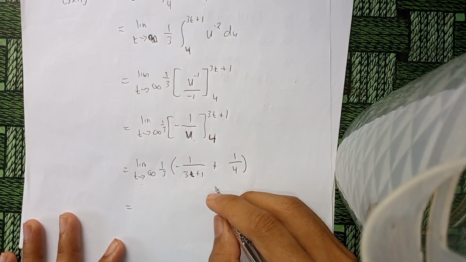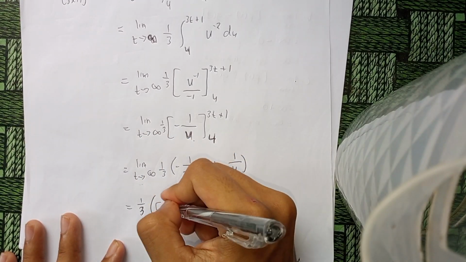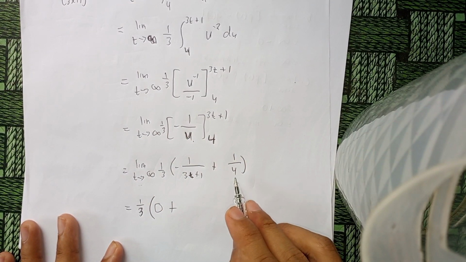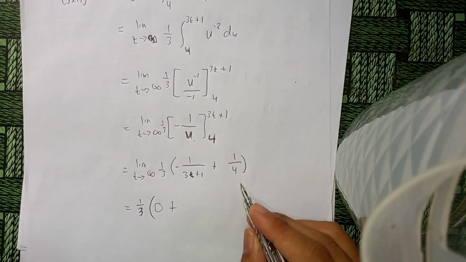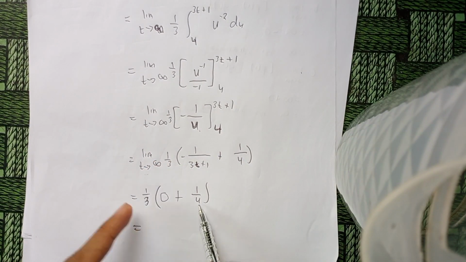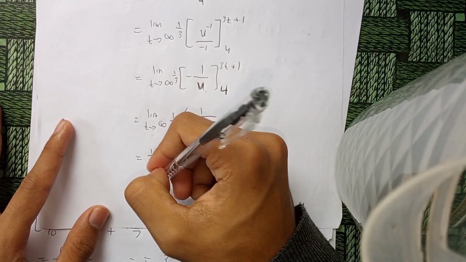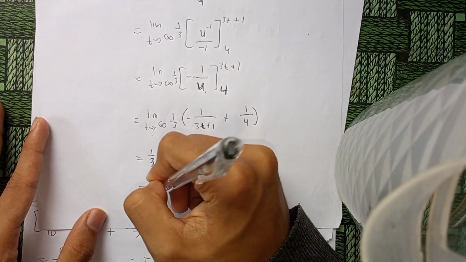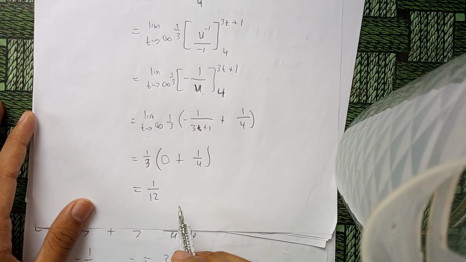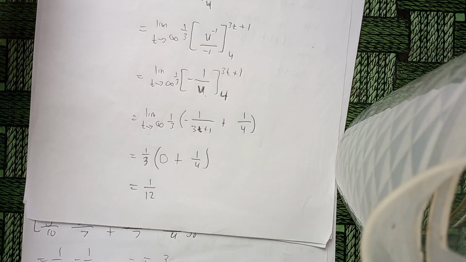So when we apply the limit, so 1/3. When applying the limit, 0 plus, there's no limit to apply here. So 1/4. Then let us now multiply this. 1/3 times 1/4 is 1 over 12. So this is the limit of the improper integral with infinite limits of integration.